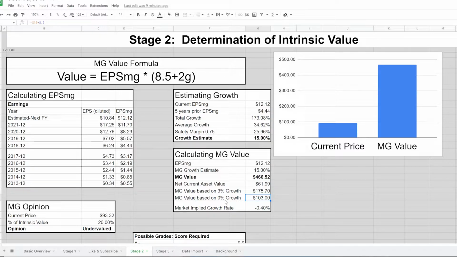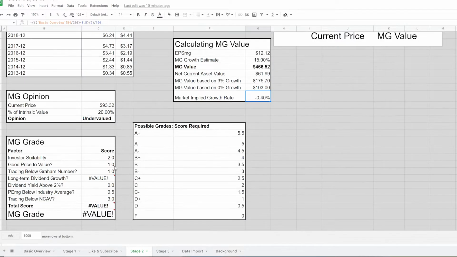That is very interesting. The market implied growth rate is if you put price in for value here and then you solve for growth, you get a market implied growth rate of negative 0.4%. So the market is saying that the company is going to shrink by 0.4% every year in perpetuity. If you think that is inaccurate and you think the company will grow, then that might be a signal that it is undervalued.